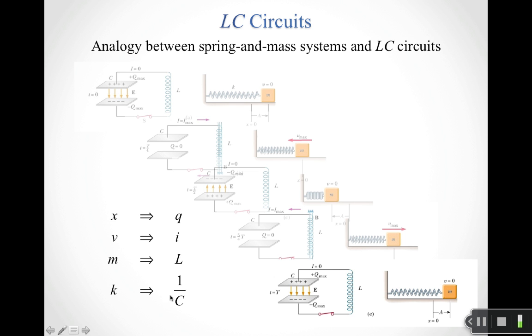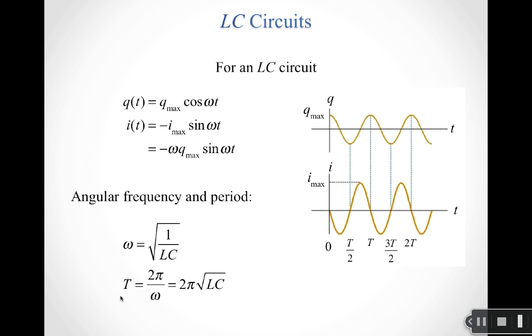So basically everything that we've dealt with for our spring and mass system is going to remain exactly the same. All we're going to do is swap out charge for displacement, current for velocity, inductance for mass, and 1 over capacitance for the spring constant. What that gets us is this set of equations that describe an LC circuit. Instead of x equals x max cosine omega t, now we've got q, the charge on our plates as a function of time, equal to the maximum charge on the plate times cosine omega t.